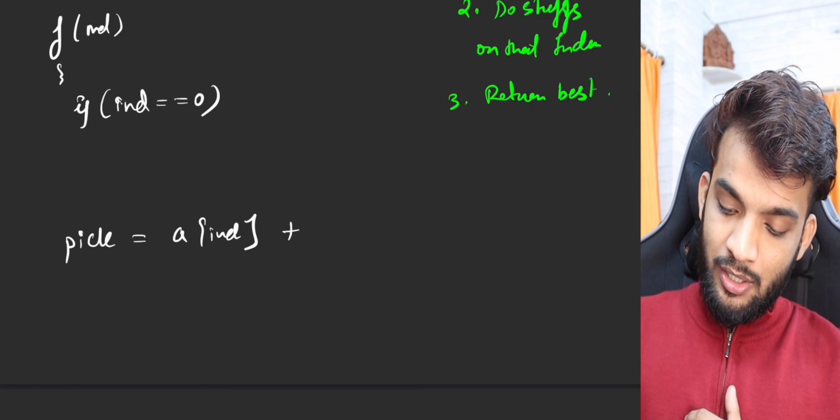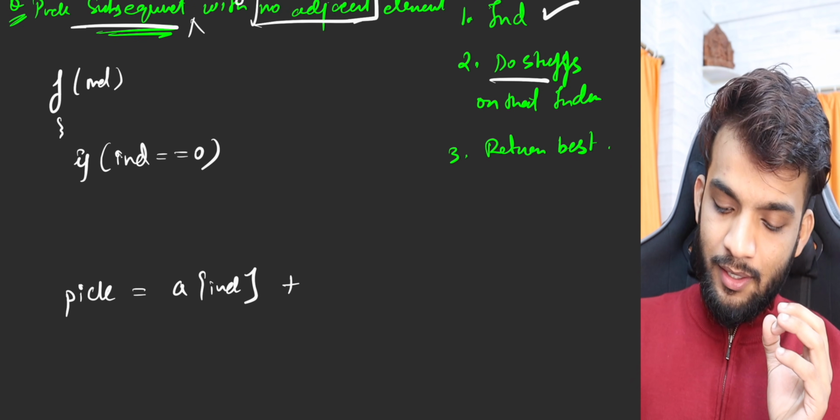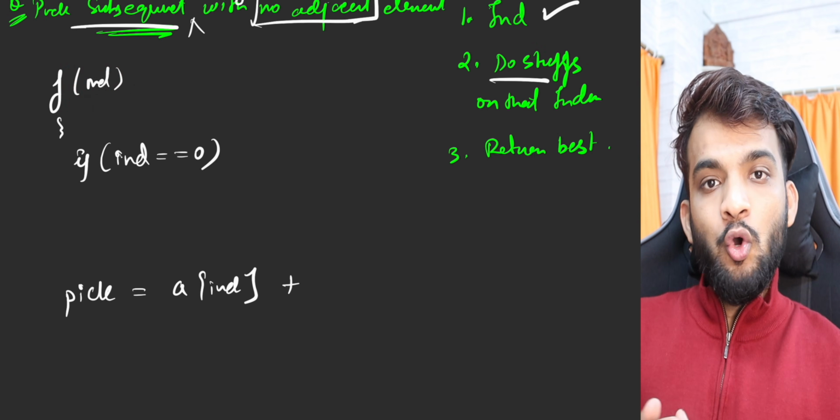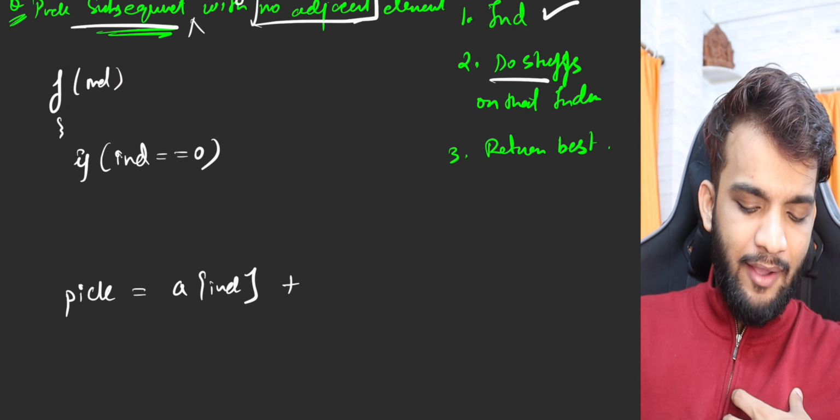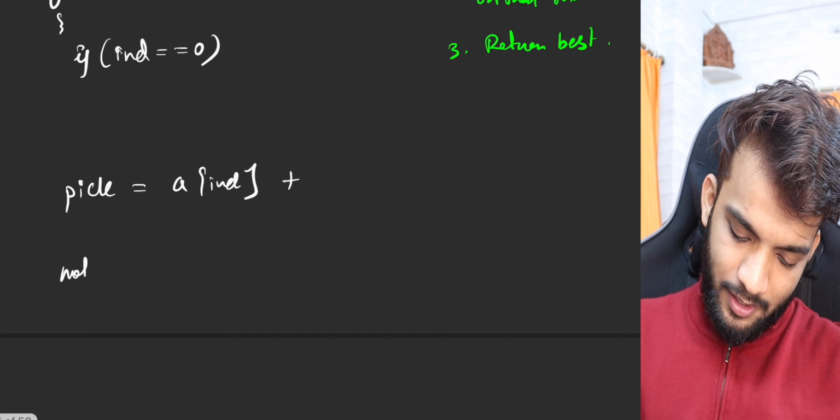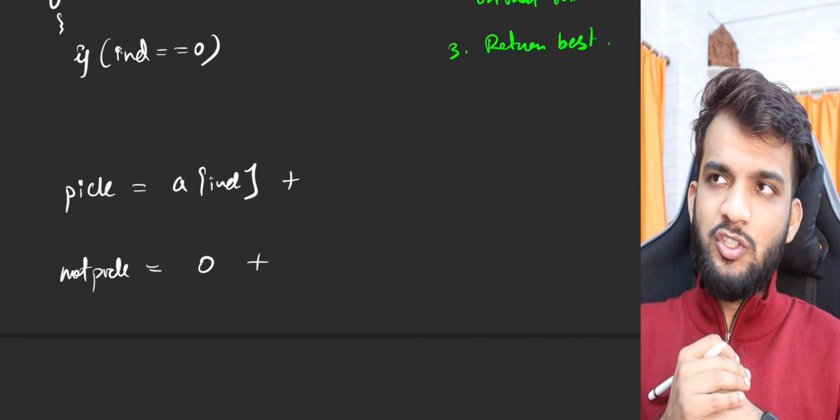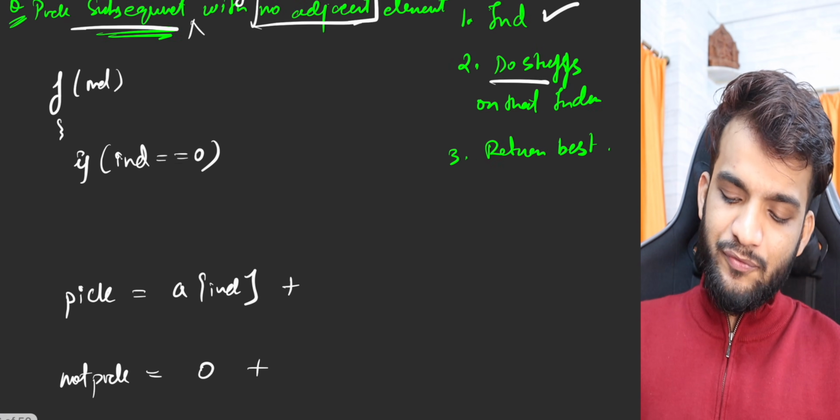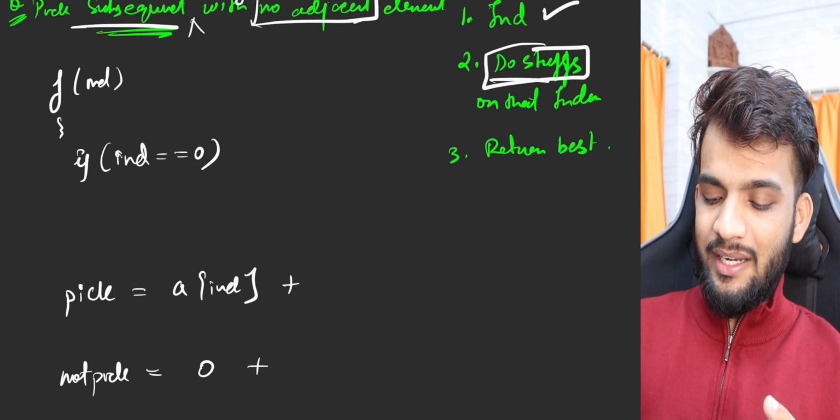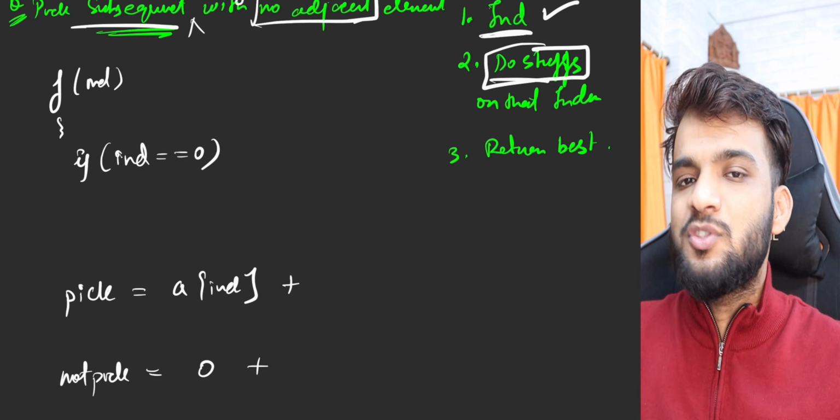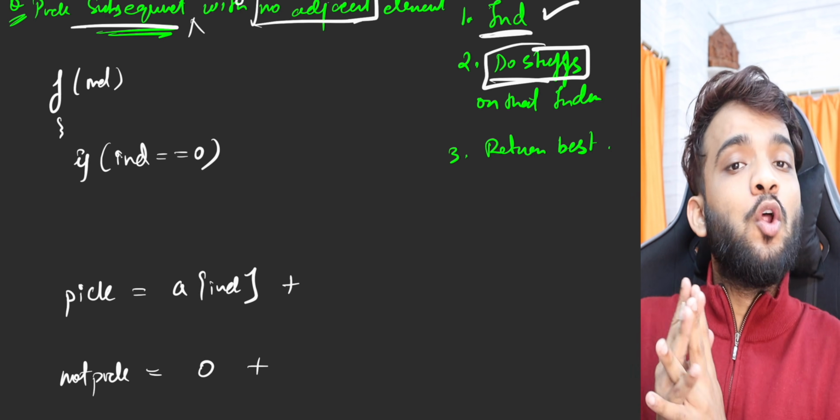Now tell me one thing. Think on it yourself. What are the things that I can do? I can say this particular index element will be a part of my subsequence, or I can say let's not take this, and I will go on. If I decide that I will not pick, then it will be a 0 plus. So these are the things I can do: I can either take the element index into my subsequence, or I can say I will not take this into my subsequence.